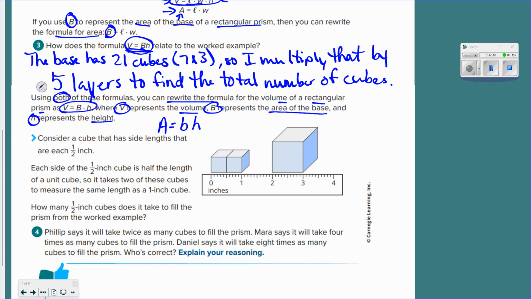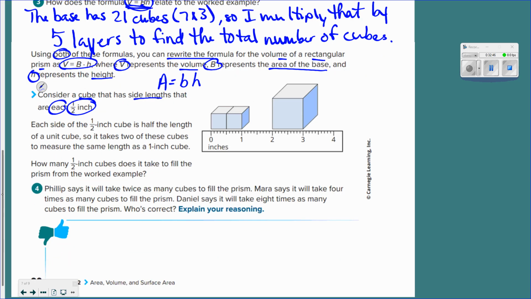Now, let's look at a cube that has side lengths that are each 1/2 of an inch. Now, each side of the half-inch cube is half the length of a unit cube. So it takes 2 of these cubes to measure the same length as a 1-inch cube. Does that make sense?